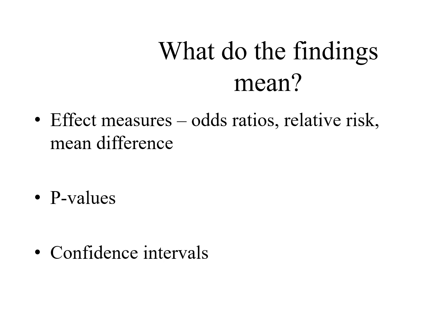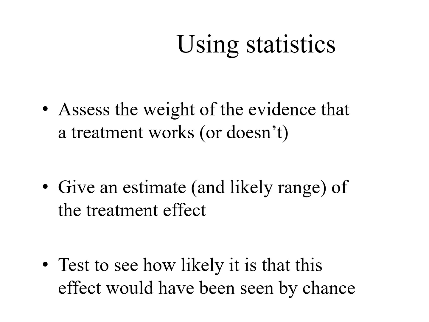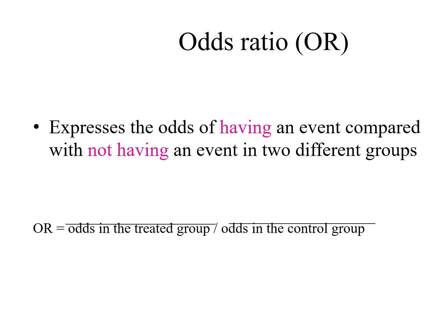What will the findings mean? The effect measures, remember your odds ratios, relative risk, and mean difference. Remember your p-values, remember your confidence intervals, and this would mean something significant if your study is valid, reliable, and relevant. So the use of statistics assesses the weight of the evidence that a treatment works or does not. It gives an estimate of the treatment effect, and you could test to see how likely it is that the effect would have been seen by chance.